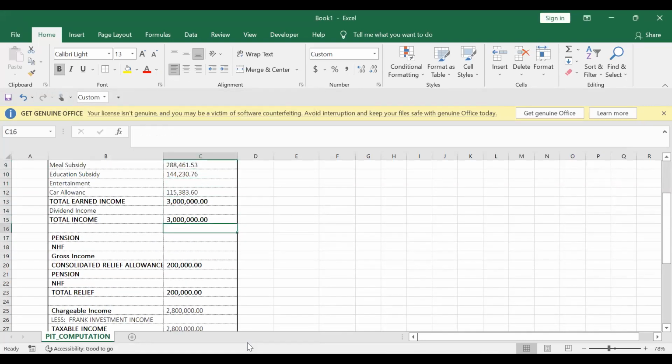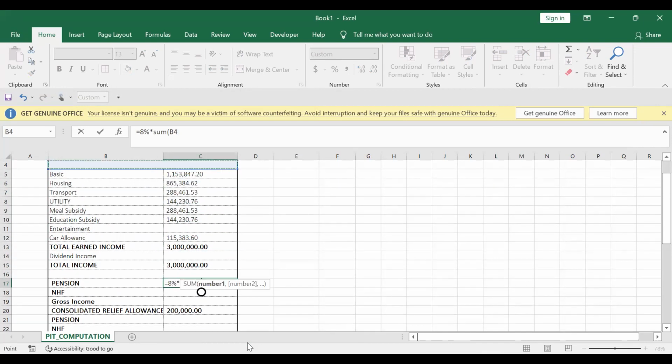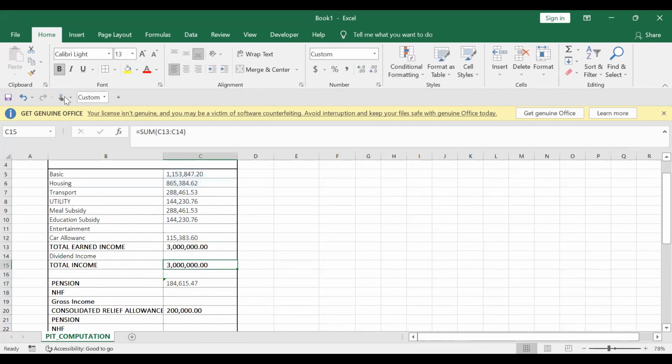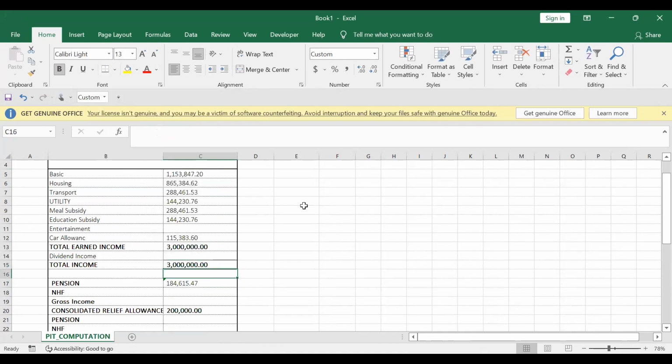First of all, we need to ascertain all those reliefs. The pension is 8%, so I do 8% of the sum of the housing, transport, and basic. That is 184,000 in this question. I believe everybody can see that. Please indicate if you can see that. Yes, we can see that. Okay, so next one is the NHF, 2.5% of basic alone is this.